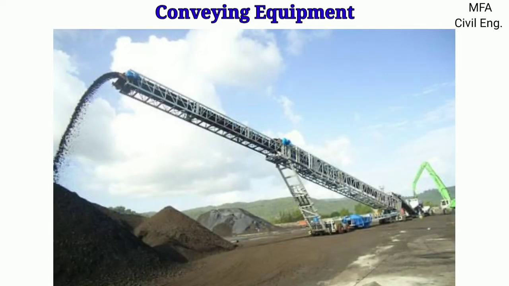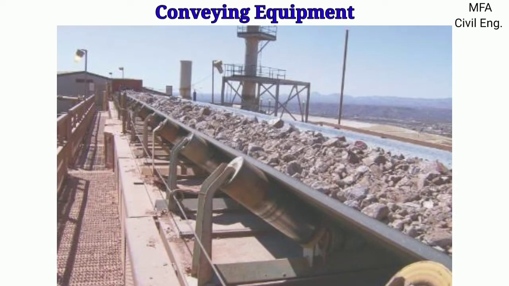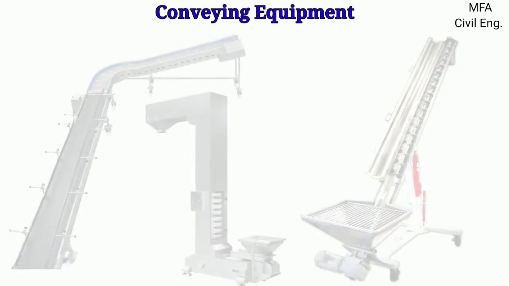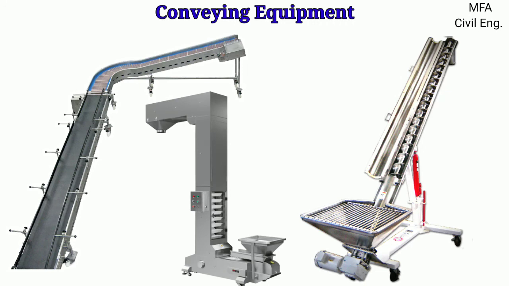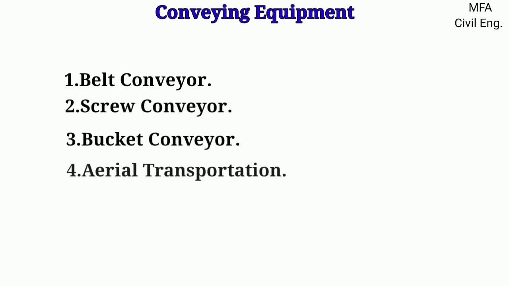The advantages of using conveyors are: it increases the output, it facilitates continuous operation, it results in time saving, and there are no waiting periods. Some of the popular conveyors which are used are belt conveyor, screw conveyor, bucket conveyor, and aerial transportation.